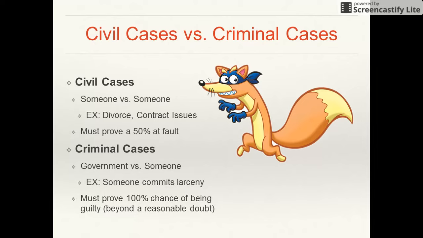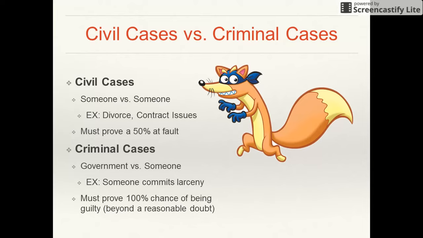Now, in a criminal case, you have to prove beyond a reasonable doubt. You've probably heard that phrase before. It basically means that you have to show to the jury that it's pretty much 100% chance that this person committed the crime. So we don't want people going to jail for murder if there's a lot of doubt on whether or not they did it. So there can't be any reasonable doubt. It has to be beyond all doubt that they committed this crime. Otherwise, they're found innocent.